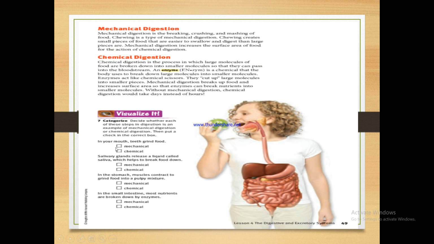If in your mouth teeth grind food, is it mechanical or chemical? I'm sure you will say mechanical. Salivary glands. You know the saliva, the fluid in your mouth. It releases a liquid called saliva, which helps to break down food. Again, chemical. See, when I talk about enzymes or releasing a liquid, it's called chemical. Muscle contraction and relaxation, of course, mechanical. Small intestine, most nutrients are broken down. I told you, enzymes, chemical.